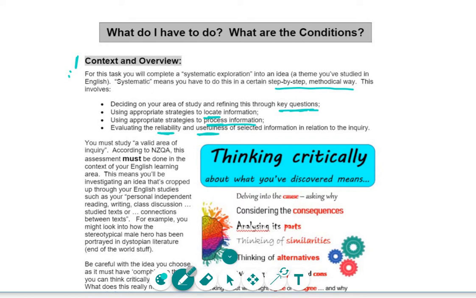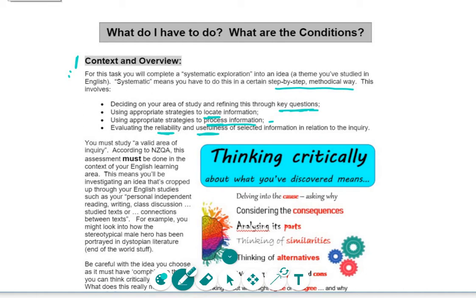So that word systematic implies that there are systems here, and there are. So systematic means you have to do this in a certain step-by-step methodical way. So this involves deciding on your area of study, and then refining this through key questions. You've probably been down that track before with other subjects, other research projects, for want of a better word. Using appropriate strategies to locate information, using appropriate strategies to process information. So processing information here simply means putting things into your own words.